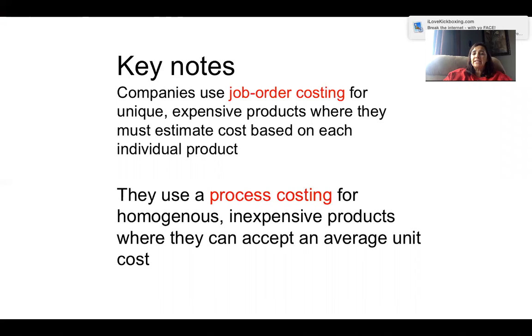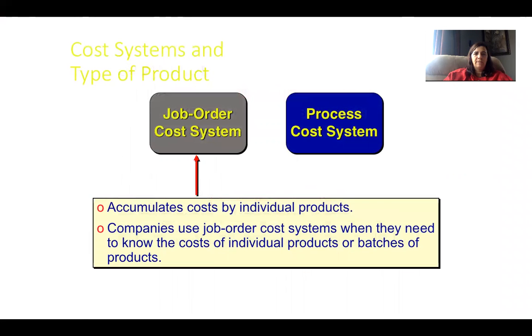Companies that use process costing are for homogeneous, inexpensive products where they can accept an average cost per unit. An example of this is maybe processing or making a can of Diet Pepsi. So that would be an example, and I have other examples here on the next page.